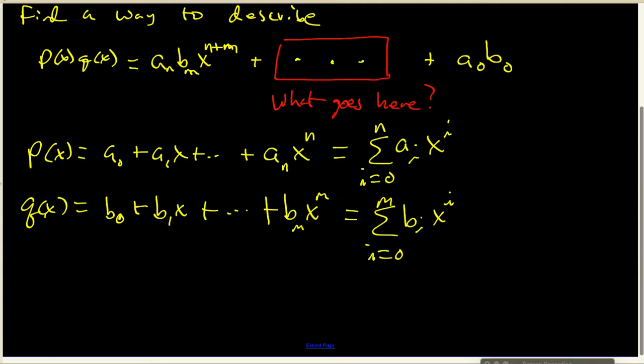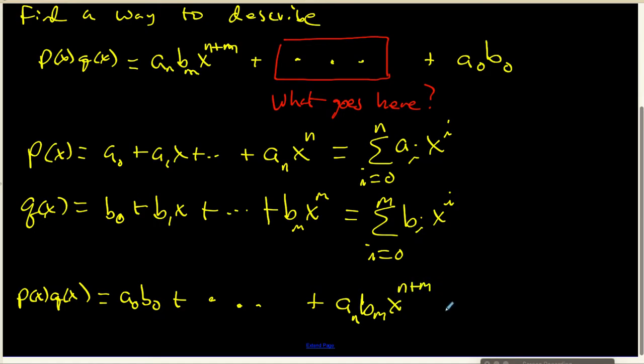And I know something about my target product polynomial. My target polynomial is going to start off with a0 b0, and then it's got all kinds of stuff that I don't know how to write just yet, but it ends with a_n times b_m times x to the n plus m. And I can at least symbolically think about this as being a polynomial: the sum as i goes from 0 out to n plus m of some unknown coefficient c_i times x to the i. And my question is, how can we find c_i?